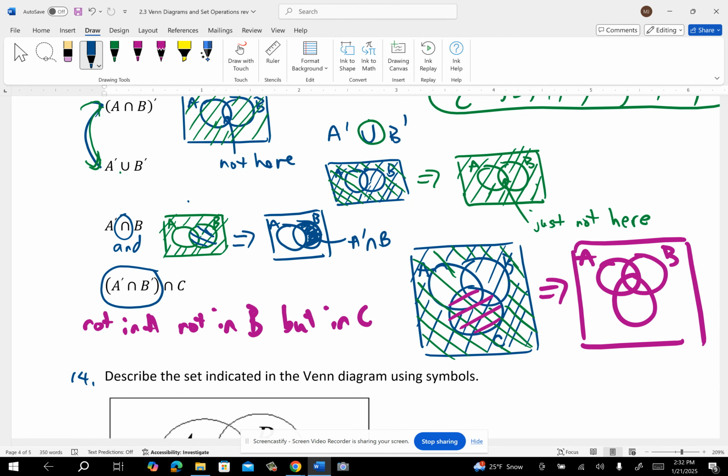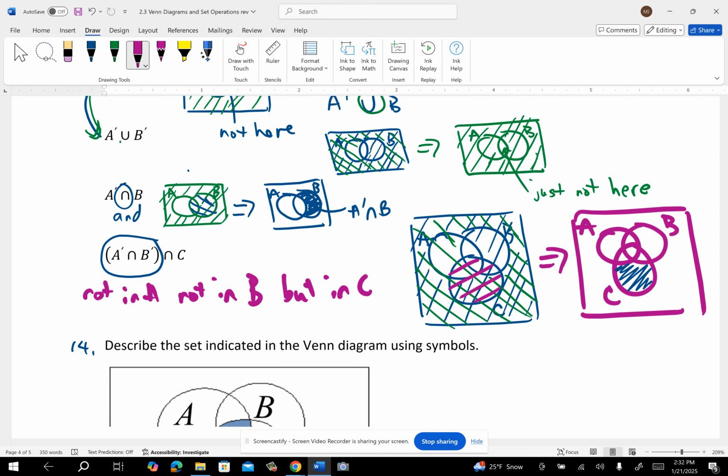Let me change color back to blue. So I have to be in C. This is set C. I have to be inside set C, but not in A or B. So I would be just that region. All right, one more problem, and then I'll do a new video for the Section 2.4 material.